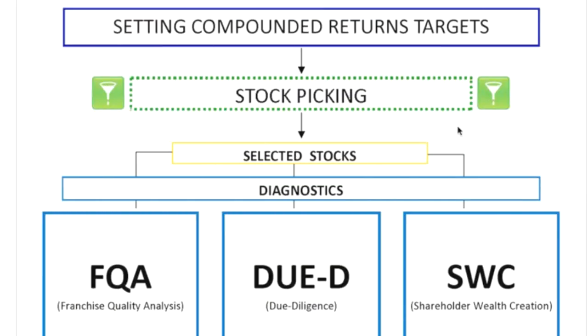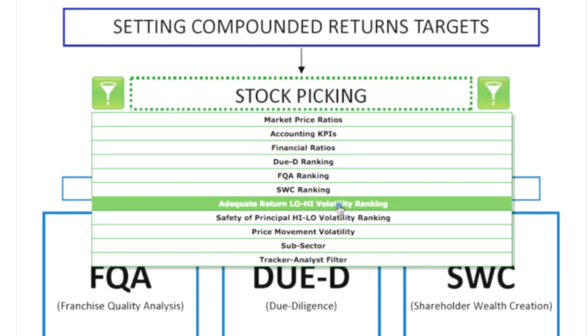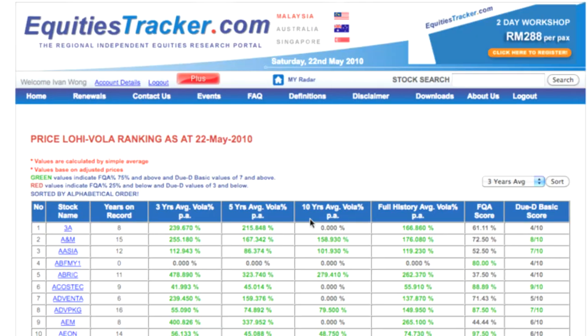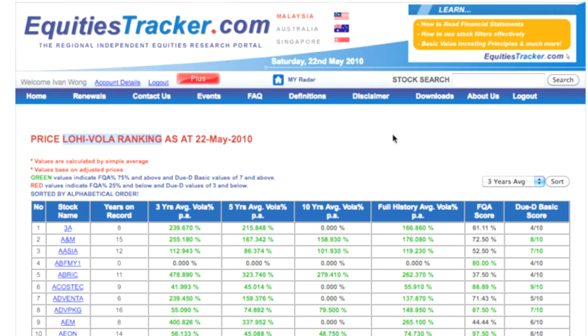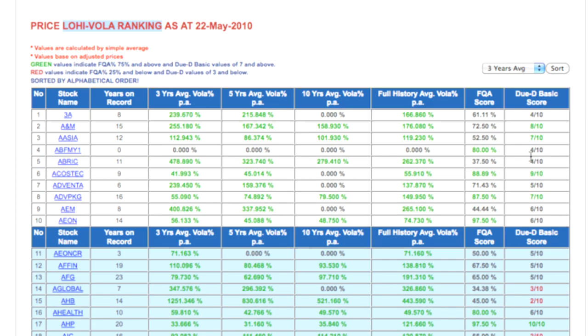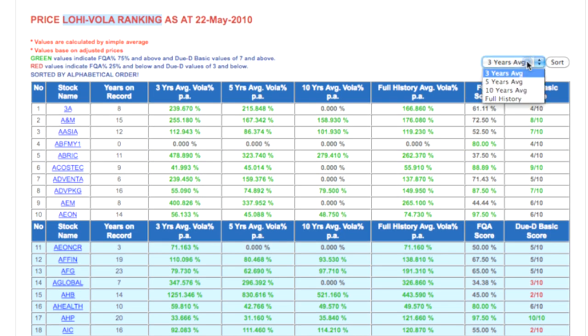The low-high ranking filter allows one to filter stocks based on its average annual volatility over 3 or 5 or 10 years or over its full history. This gives one an idea how much one would theoretically gain if one enters at the year low and exits at the year high.